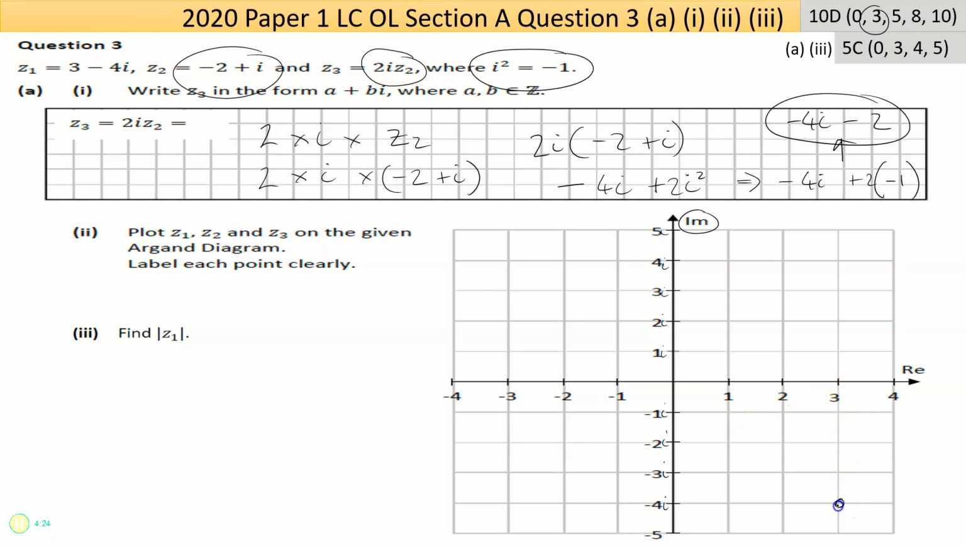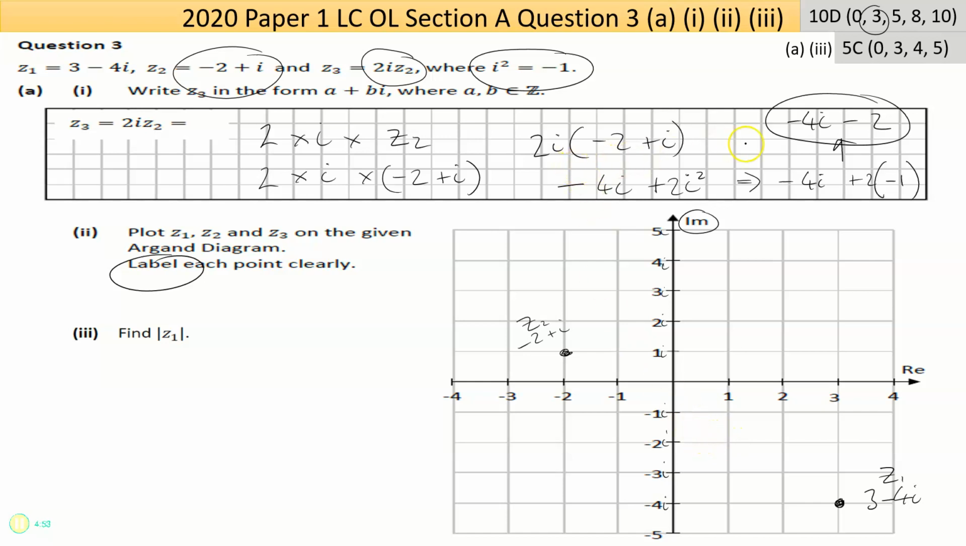That's roughly there. Now, you're asked to label it. You could use the Z1, or you could use both of them. But if you don't, they do directly say label, so there can be a penalty for that. Now Z2 is minus 2, so somewhere along this line, where does it cross with plus 1i? It crosses here, and that's minus 2 plus i. Again, I'm going to overkill it and put both.